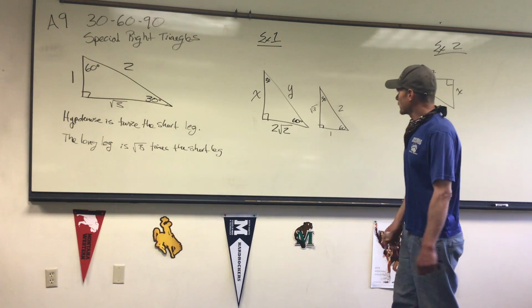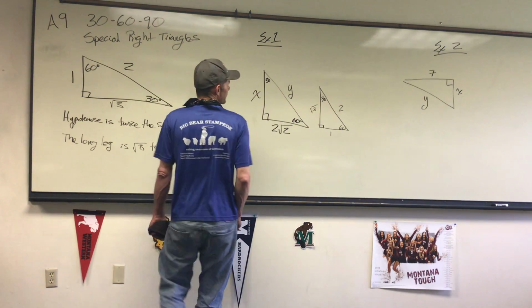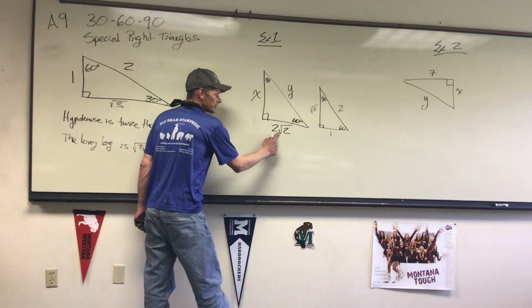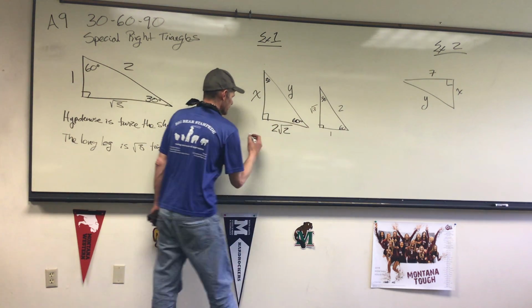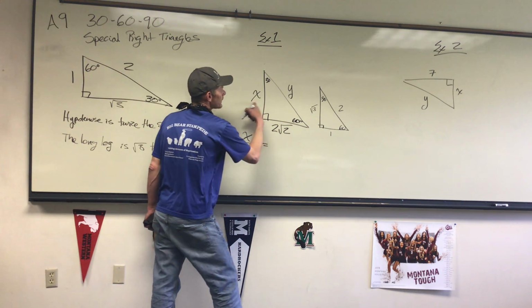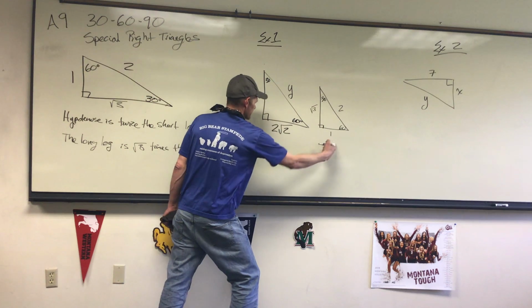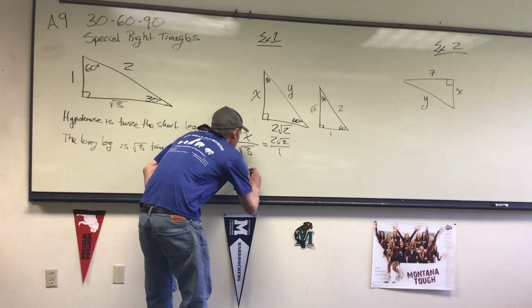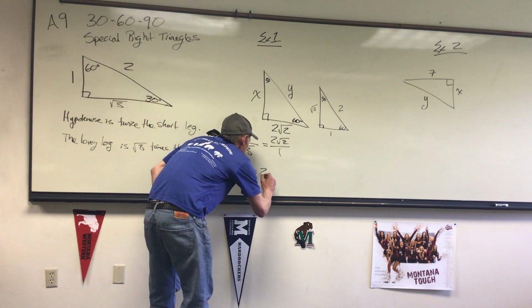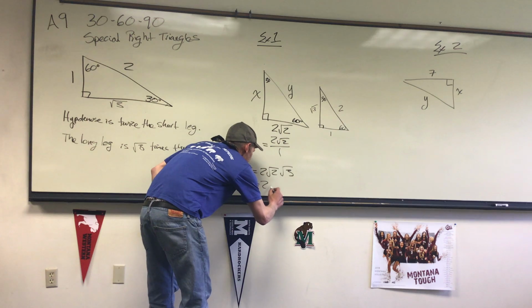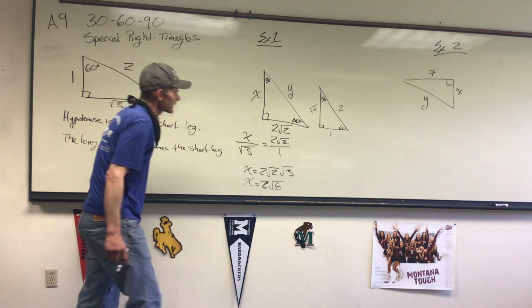So now we can just set up proportions, and for instance, we can say that x is to square root of 3 as 2 square roots of 2 is to 1. That is, x is to square root of 3, long side to long side, as the short side is to the short side. Now we can cross multiply, and we have x is equal to 2 square roots of 2 times the square root of 3, which we can write as 2 square roots of 6. Okay, and that's the length of x.